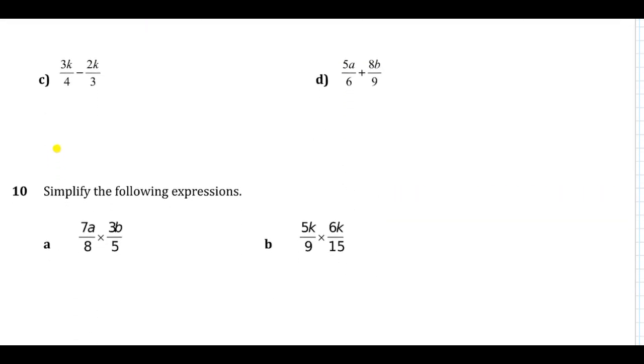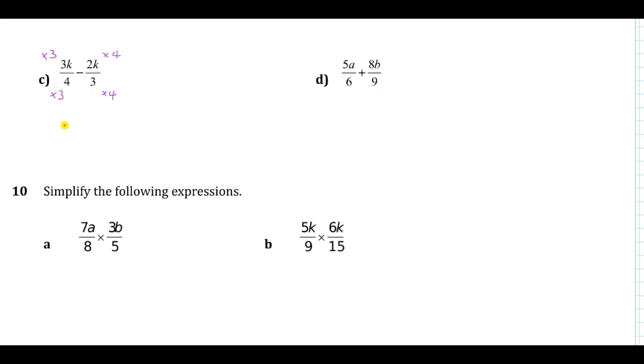For part C, again I need a common denominator. In this case I can't alter just one of them. 4, 8, 12. I have to have them as twelfths. To get this as twelfths, I times by 3. And to get this as twelfths, I times by 4. But what I do to the bottom, I have to do to the top.